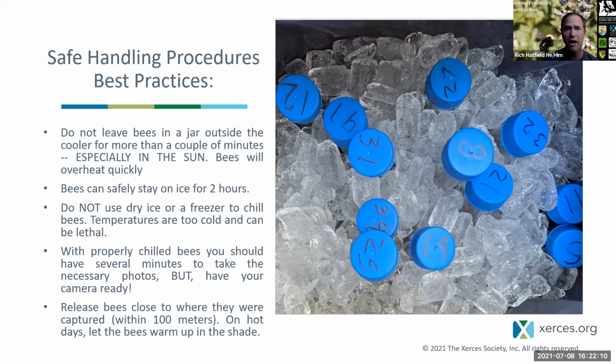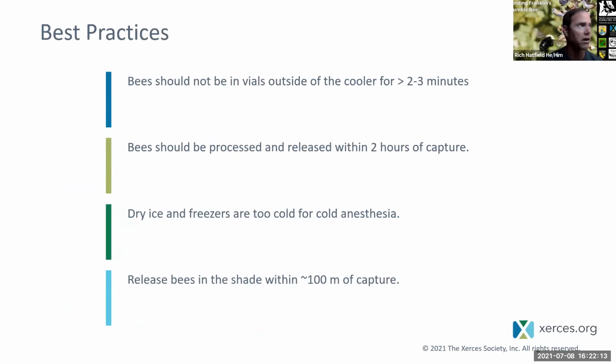So those are really the best practices. If I'm going to boil this down into 4 bullet points: bees should ideally not be out in vials outside of a cooler for more than 2 to 3 minutes. They should be processed within 2 hours of capture, so not be on ice more than 2 hours. Please don't use dry ice or freezers; they're too cold. And release bees in the shade within 100 meters of your capture, or close to that at least. Don't drive them down the road to a picnic table you saw to take pictures of them. Please do it at the site where you conducted your survey.